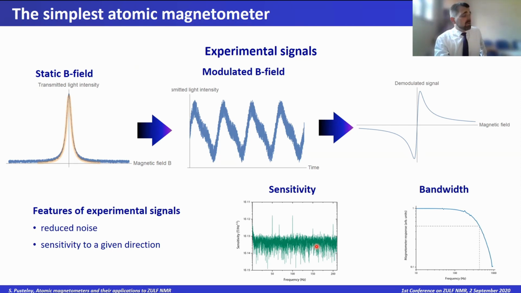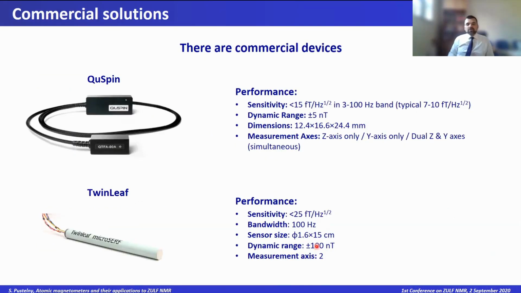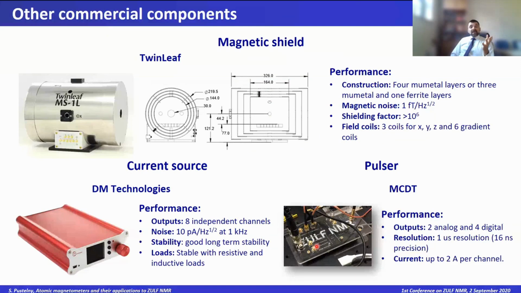But you might be lazy, you might not be a physicist, and you don't want to do this. What you can do these days is go to the shop and buy such a magnetometer. There are at least two companies I know about where you can buy a system. So now you have a sensor with very good performance that can be placed, turned on, and it gives you the result. If you want to measure magnetic fields, you can buy a sensor like this. But if you want to measure zero field NMR, ZULF NMR for example, you need some extra elements.